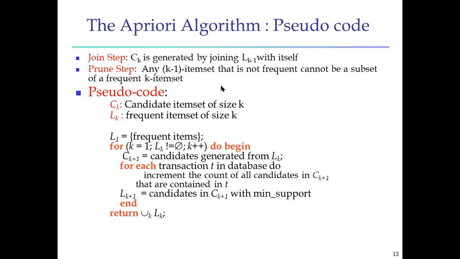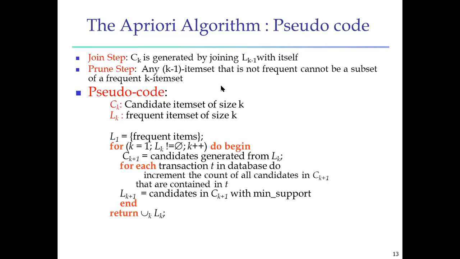Next is the prune step. In the prune step, any k minus 1 item set that is not frequent cannot be a subset of a frequent k item set. So it should satisfy that minimum threshold, whatever the set is.